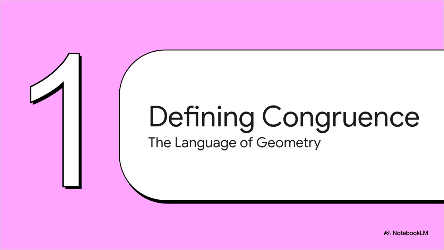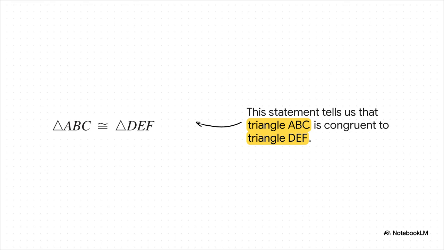Okay, so that's the simple idea, right? But in geometry, we've got to be a little more precise than just saying it fits perfectly. We need an official language to describe this relationship, and that's where something called a congruent statement comes into play. This is what it looks like in the world of geometry. That first little triangle symbol just means triangle, and that symbol in the middle, that's the big one. It's an equal sign with a little squiggly line on top, and it means is congruent to. So this whole thing reads triangle ABC is congruent to triangle DEF.